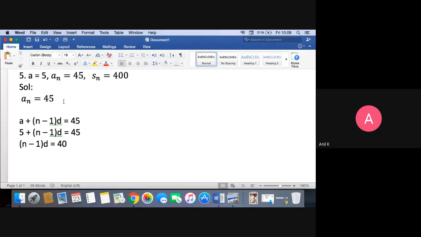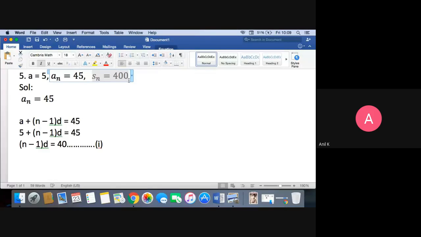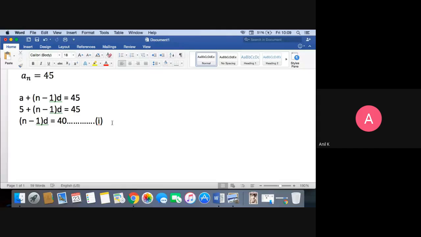So 45 minus 5 is 40. So we are going to call this equation number 1. Now one more thing is given, Sn as 400. Here it is given, sum of the terms is 400. See, they said only sum of the terms. I have taken it as Sn because I don't know how many terms are there in the AP. So that's why I consider it as Sn.